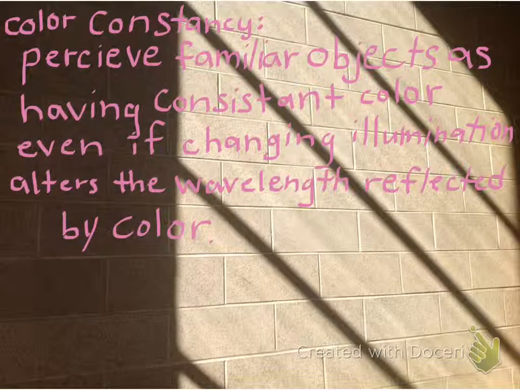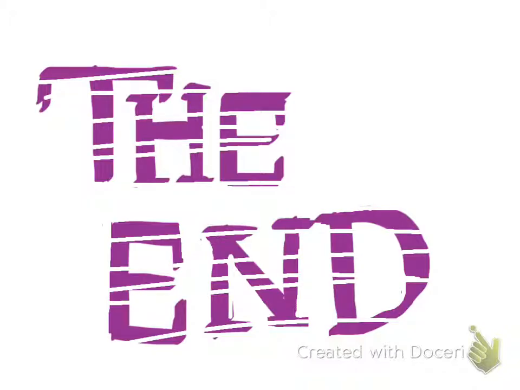We use this image to demonstrate color constancy because we know that the wall is all the same color, even though the illuminating shadows make it look as though the color is different. The end.